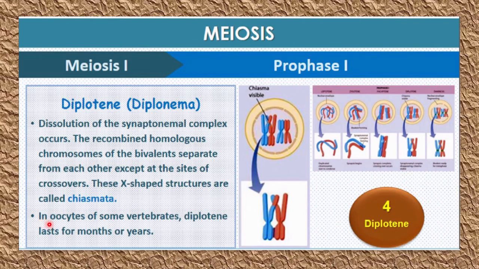In the oocytes of some vertebrates, diplotene lasts for months or sometimes even years. So this may be a very long process in some organisms, in the case of some vertebrates.